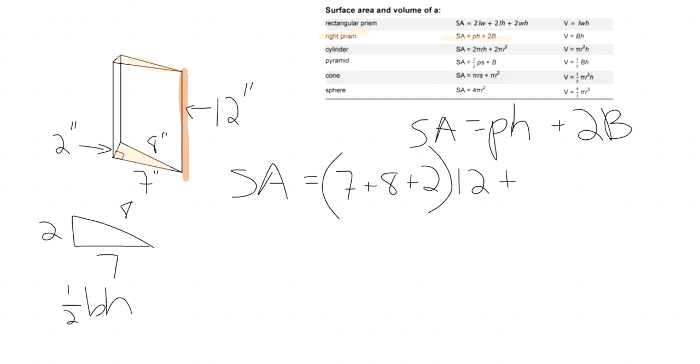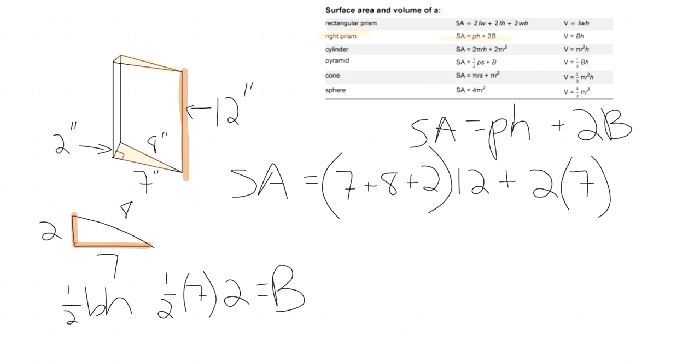This is our base. This is our height. So 1/2 times 7 times 2. 1/2 times 7 times 2 is going to be 7. So I have 2 times that big B. This whole thing equals big B. So I have 2 of those because the formula tells me to account for both triangles in the shape.